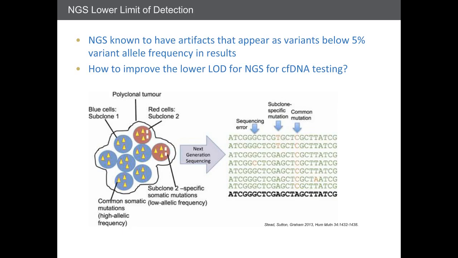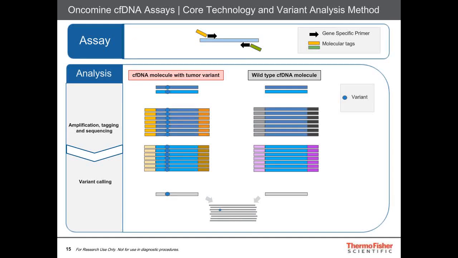And so the approach that the Oncomine cfDNA assays take to this is to use the core technology shown in this image. The core technology consists of an amplification-based assay that generates tagged DNA copies from each strand of a DNA target molecule. And so after amplification, tagging and sequencing, the use of these molecular tags allows the strands of the original molecule to be associated with each other. And so this can help to identify molecules containing a variant from those that might be errors and not match to the same original DNA molecule. And in this way, the assay allows for a very low limit of detection.